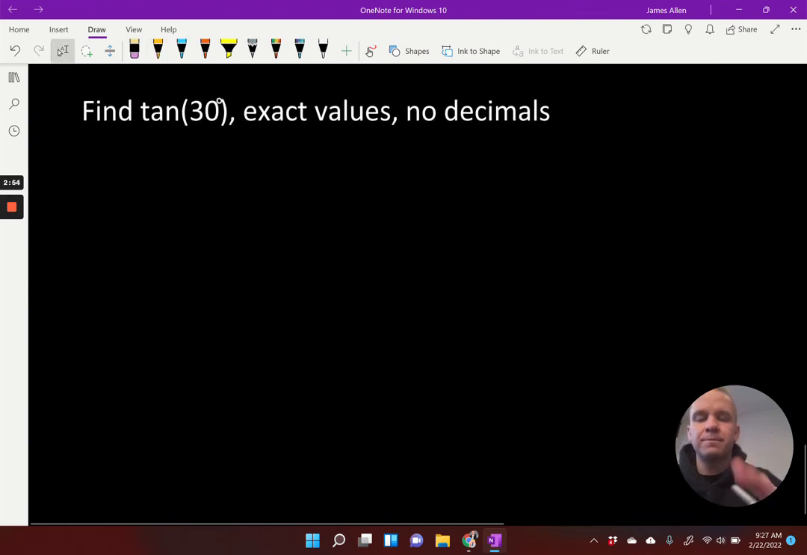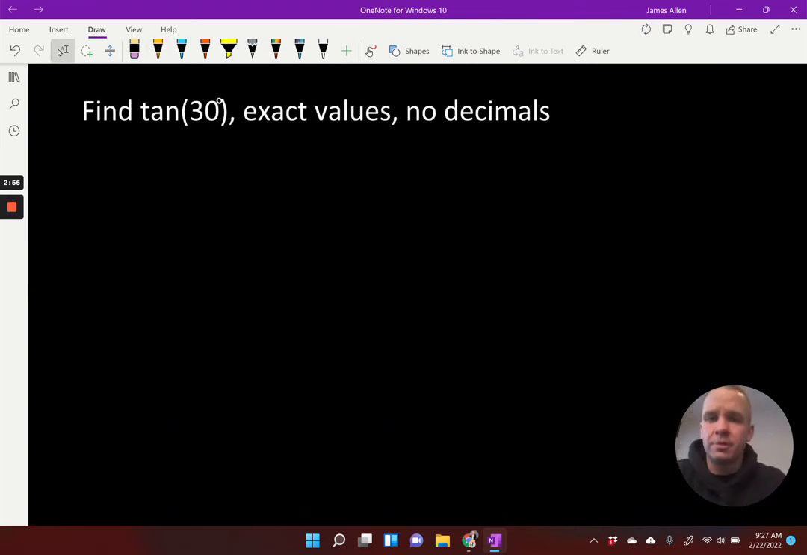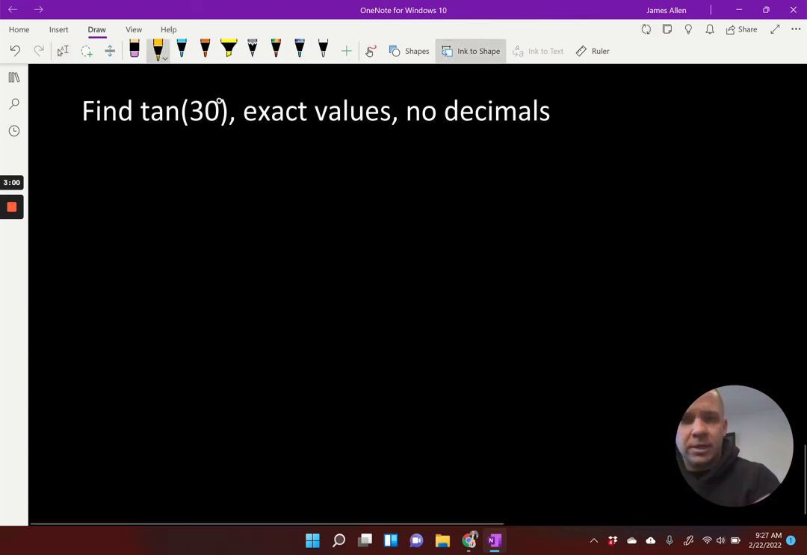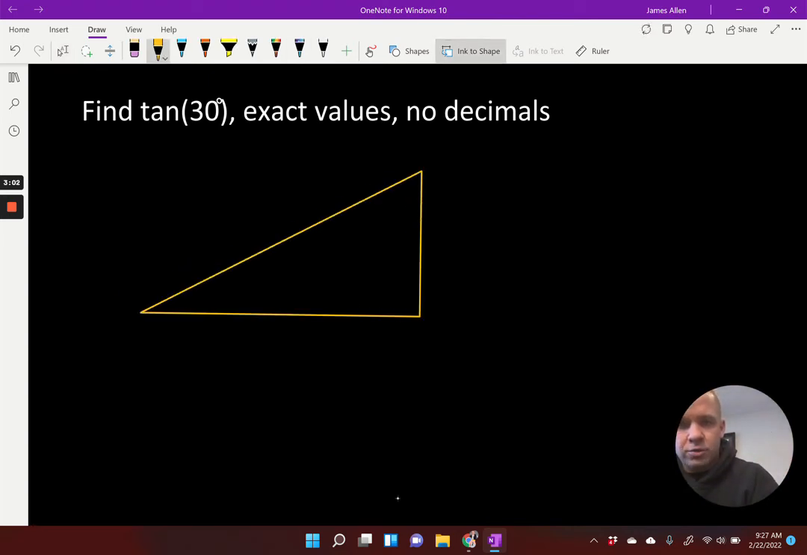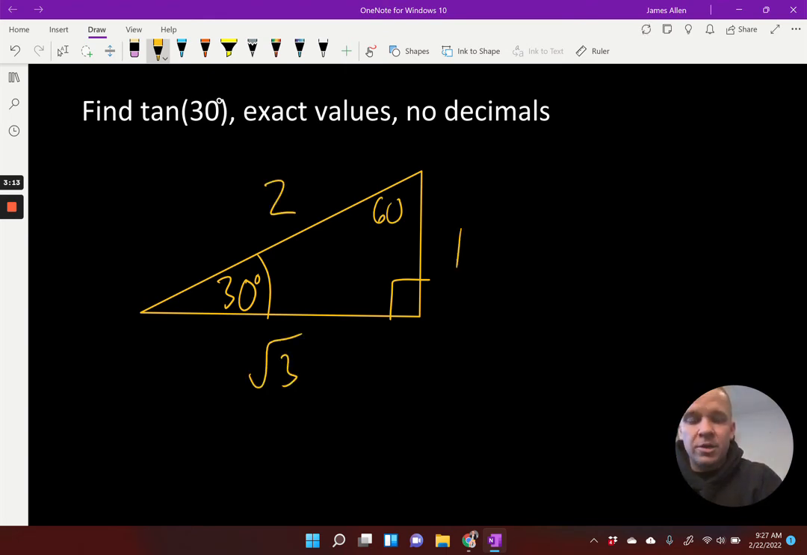How about this one? Tangent of 30 degrees. Exact values, no decimals. So let's draw that triangle, shall we? I think we shall. All right. Now, 30 degrees would be, let's say, this angle here. And then the other one has to be 60. So I am dealing with a 30, 60, 90 again. So I already know my side lengths.